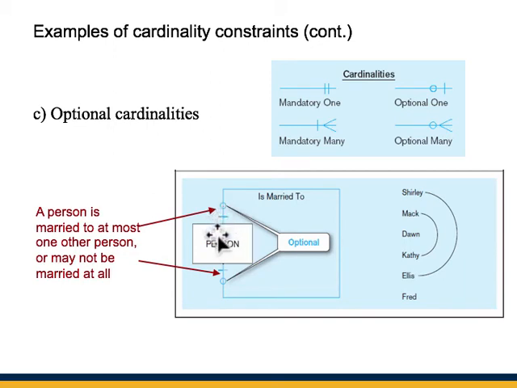Or another way to say it is a person is married to at most one other person. And when you put that O, it says the person may not be married, right? That relationship is an optional relationship. Okay, and this is like those instances. Again, we don't model those. These are just listed for your understanding that Kelly is married to Mac, Shirley is married to Alice, and so on.